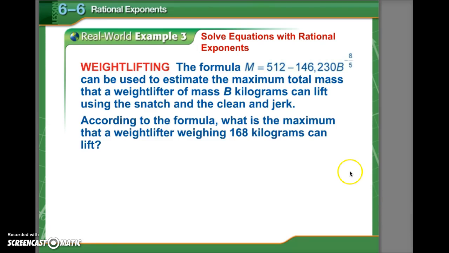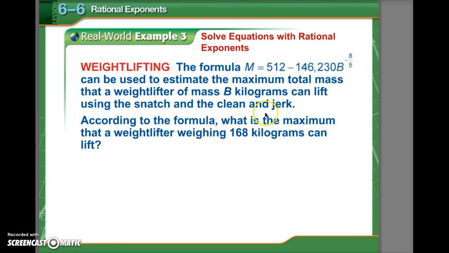All right, example 3, we have a real world problem, and we're going to be looking at something relating to weightlifting. So it says the formula m equals 512 minus 146,230 b to the negative 8/5 power can be used to estimate the maximum total mass that a weightlifter of mass b kilograms can lift using the snatch and the clean and jerk.